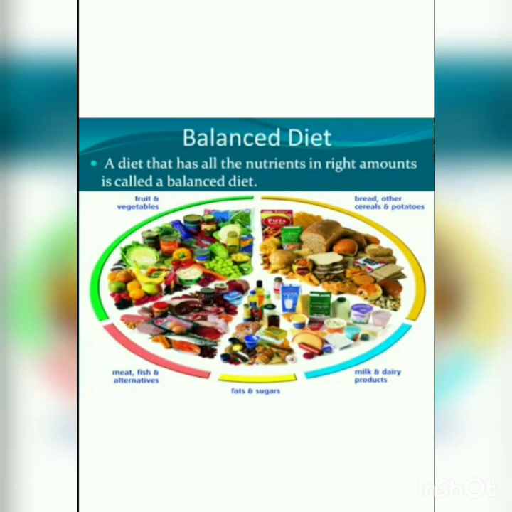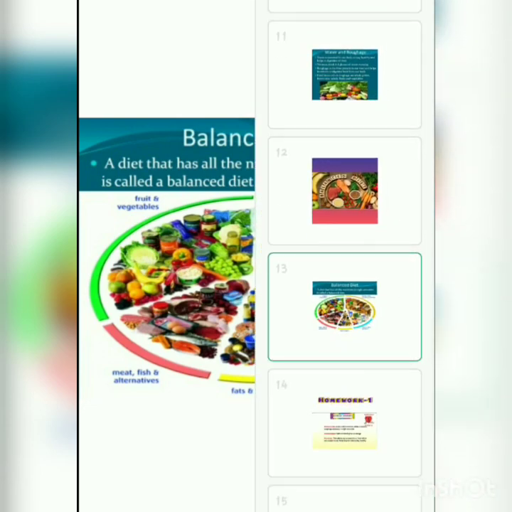So if all these nutrients are included in the right amount, or you can say in the right proportion from each group, along with water and roughage, that diet is known as balanced diet. And what does a balanced diet do? It helps us to remain healthy. Okay? So this is balanced diet.